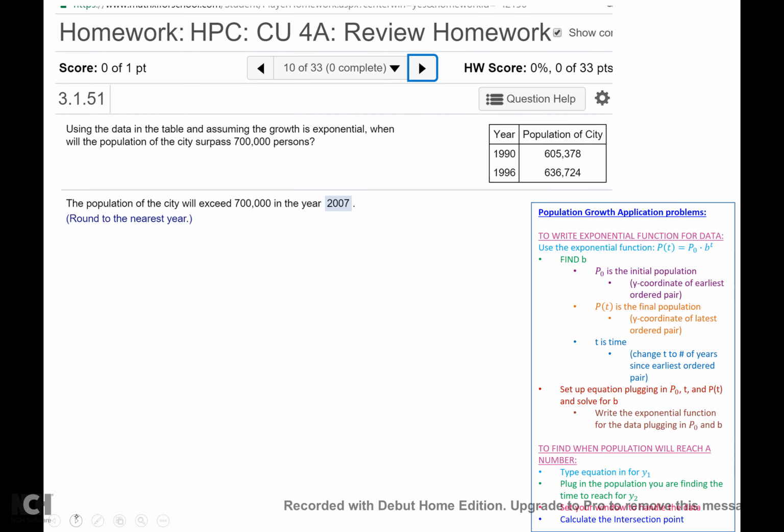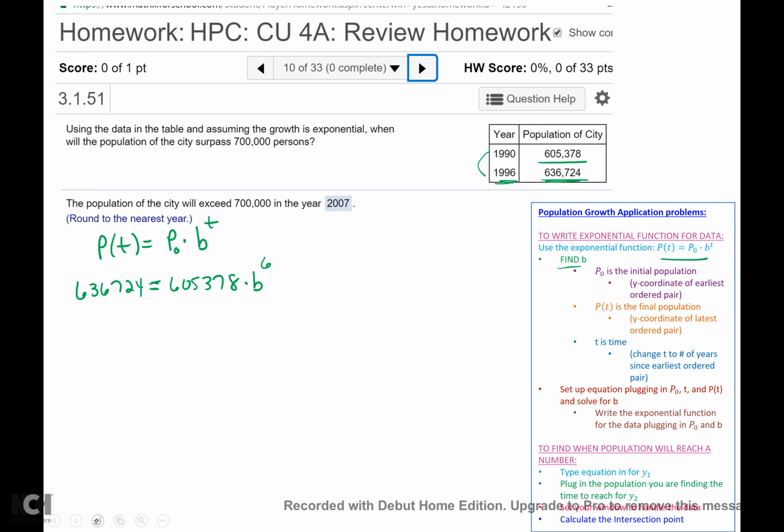Okay, it says use the data in the table, and assuming the growth is exponential, when will the population of the city surpass 700,000 persons? So what we're going to do is use our formula to figure out what b is. The final population is the initial population times b to the t. My final population in my data is the latest y coordinate, 636724. My initial is the earliest, 605378, times b to the t. Between 1990 and 1996, that's 6 years.